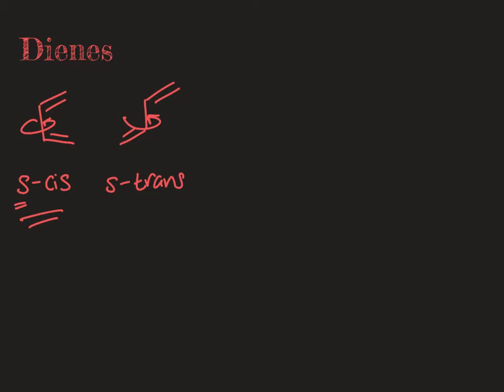So let's look at another example. So we're going to have a diene. Let's look at this diene. So notice that it is S-trans. We're trans around this single bond. If I want to make it S-cis, right, so I've rotated here.